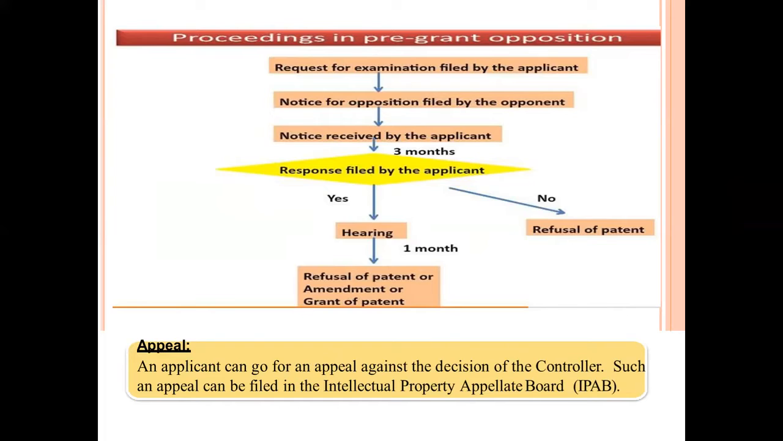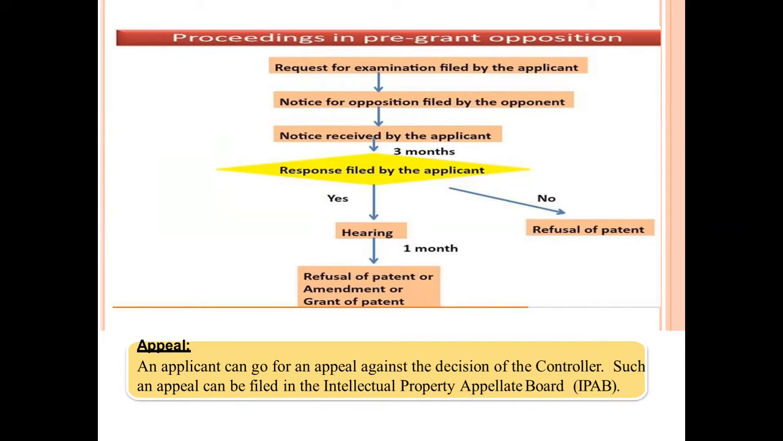Or else, if he needs some clarifications, he will call you both, the opponent party as well as the applicant, for a hearing. And he will give an opportunity to both the parties to present their oral arguments. The controller, if he has got any doubts, will ask those doubts and get them clarified. And once the hearing procedure is over, normally the controller will take a month to decide upon what should be done in this application.